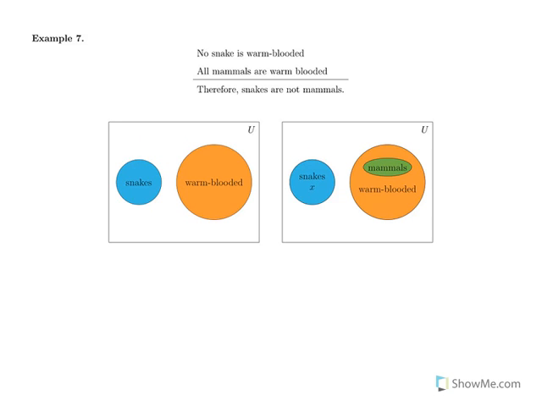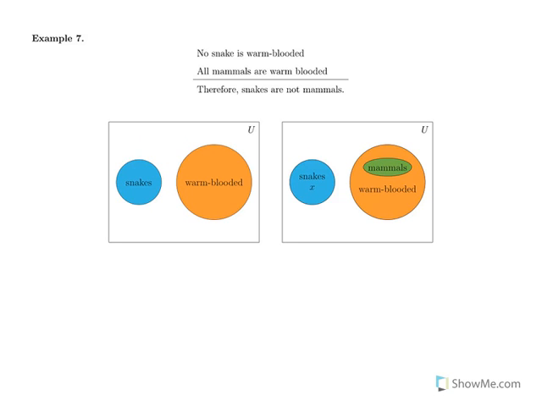We have snakes and warm-blooded circles that are completely disjoint from each other. They are not going to overlap at all. There is no snake that is warm-blooded, so there's no overlapping of those circles. Then we have our universal affirmative. All mammals are warm-blooded. So that is saying we have a circle inside of warm-blooded that represents mammals. It's a subset of warm-blooded things.